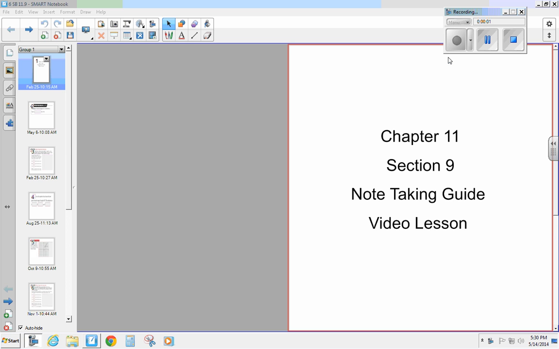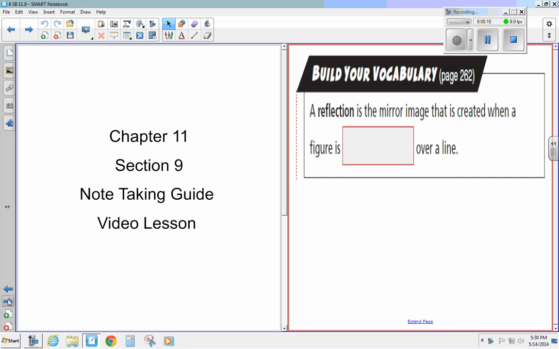Welcome to Chapter 11, Section 9, entitled Reflections. To begin with, a reflection is a mirror image that is created when a figure is flipped over a line.